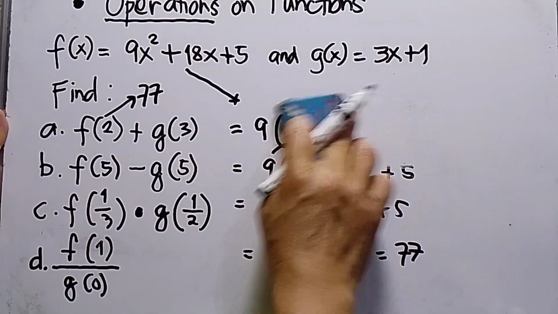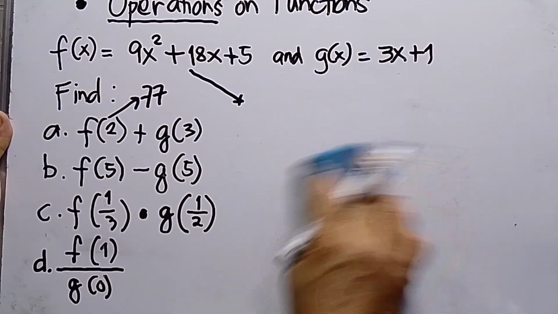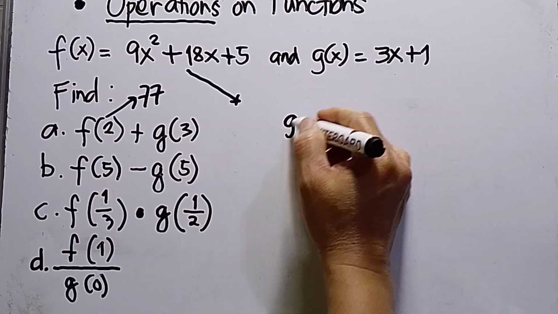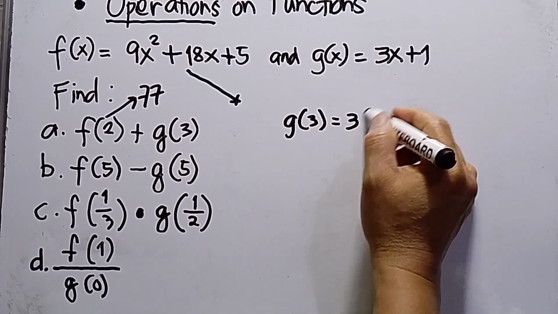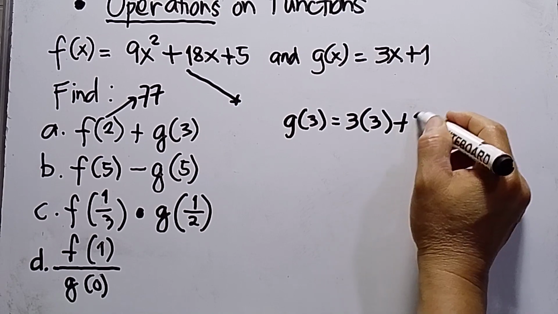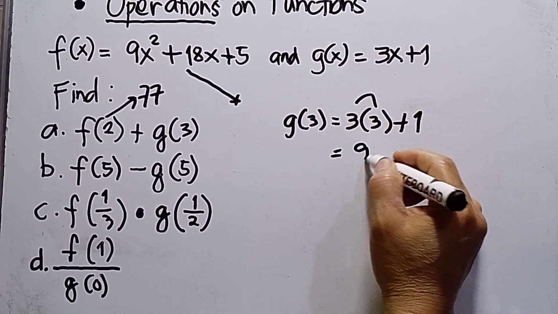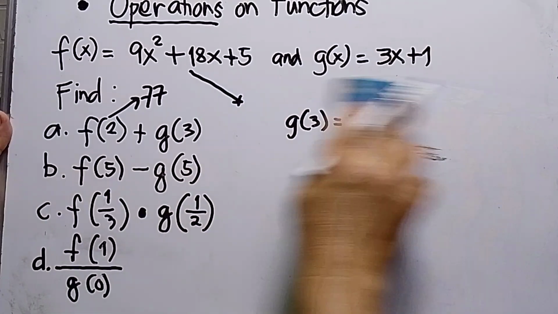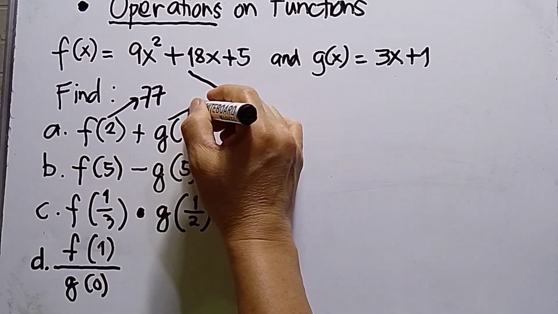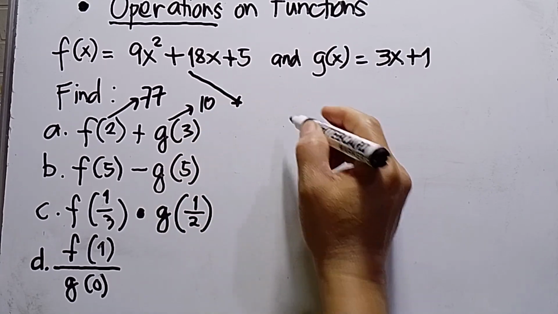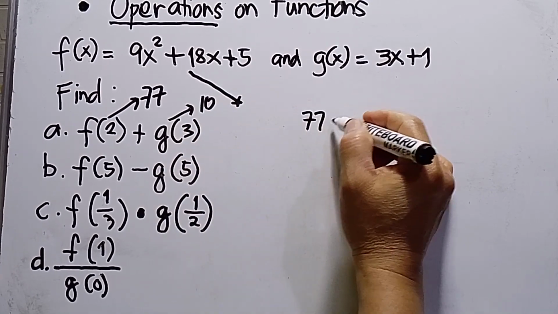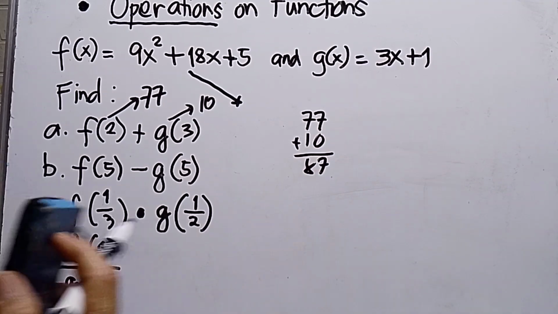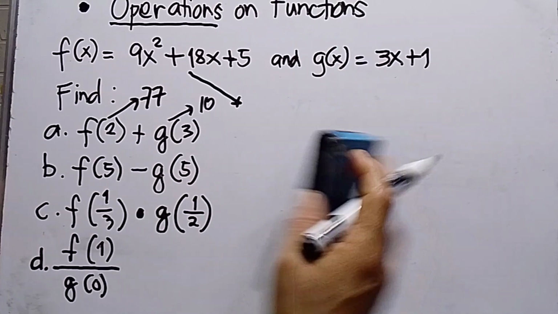Now let's move to the second function, but we're still in letter A. G of 3. So this will be 3 times 3 plus 1. So 3 times 3 is 9 plus 1, so this will be equal to 10. So I have here letter A, g of 3 is 10. So this will be 77 plus 10. So the answer for letter A is 87.